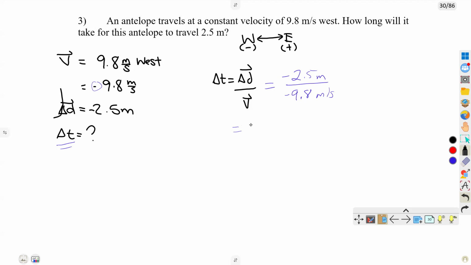So anyways, when I put this into the calculator, I get 0.25510204 seconds. How many sig digs? This one, our displacement has 2 sig digs. Our velocity has 2 sig digs. Our answer will have 2 sig digs. There's our answer.